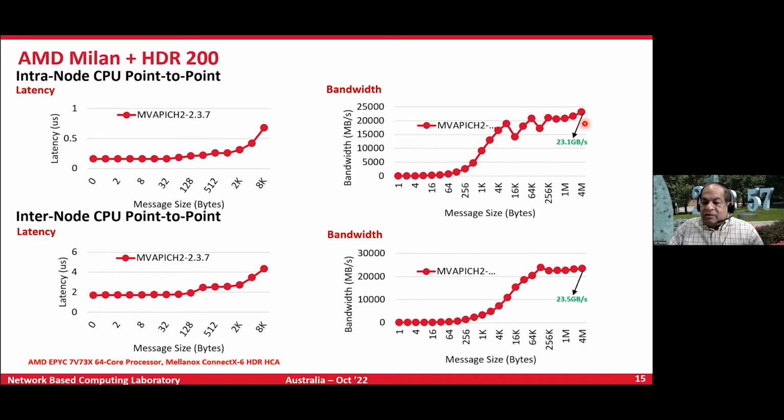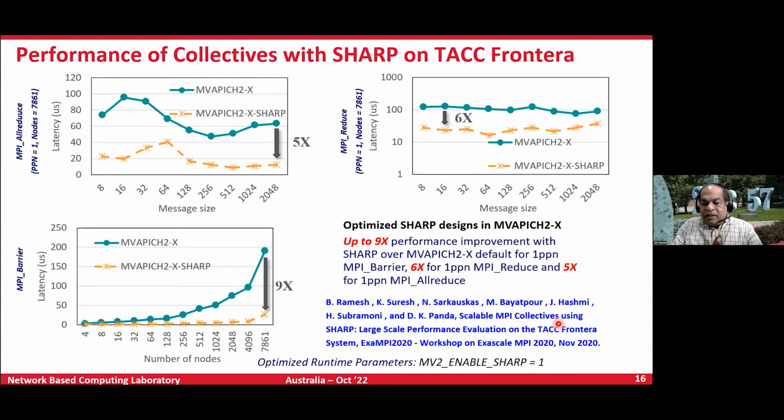And of course, in the bandwidth within the node, we are able to go up to 23 gigabytes per second. And outside, this is the STR200, so we are able to deliver very close to the peak, which is 23.5 gigabytes per second. So that is just an example of point-to-point.